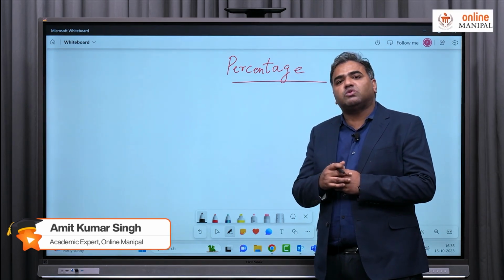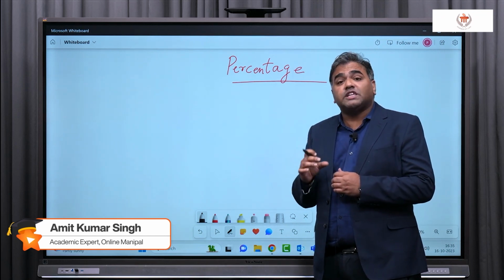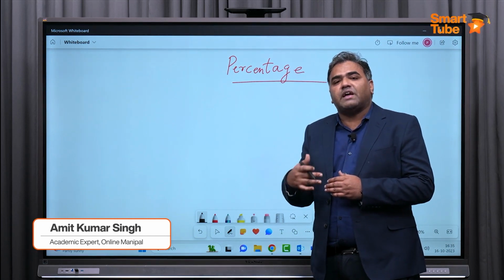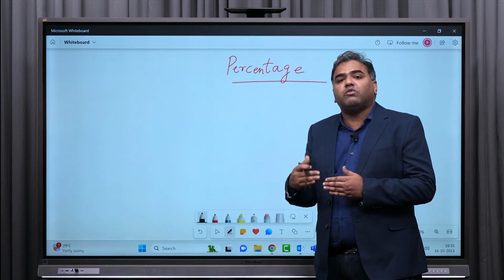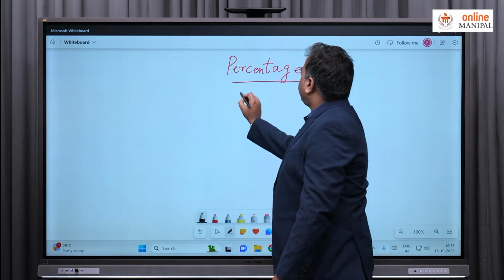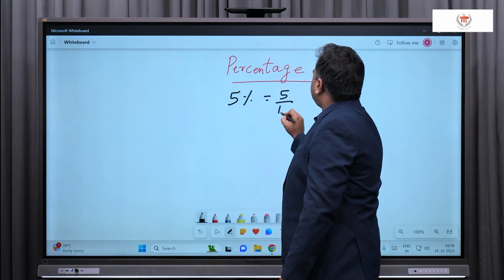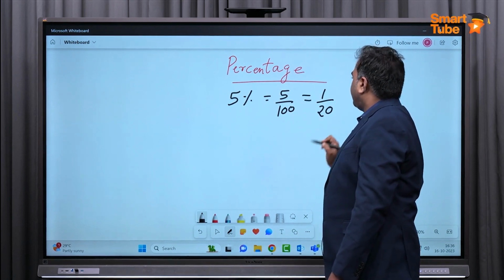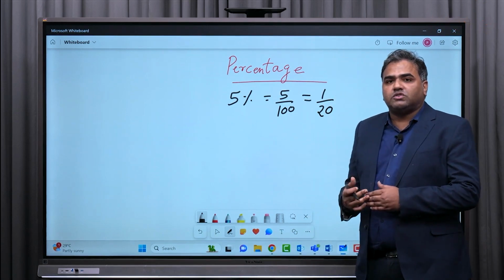When it comes to quantitative aptitude, the very important section is percentage. What is percentage? Percentage basically means per centrum. It is derived from the Latin word, where we talk in terms of 100. For example, if I write 5%, what does 5% mean? That is 5 by 100, or you can write this as 1 by 20 if you simplify this in fraction form. Okay, so I hope you understood this term.